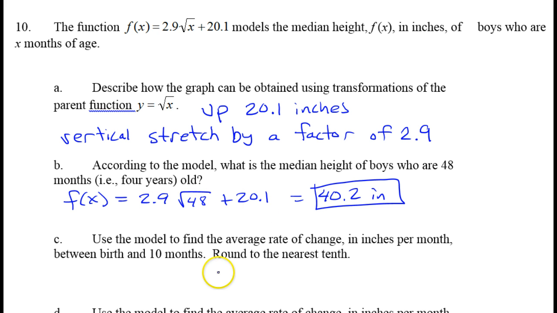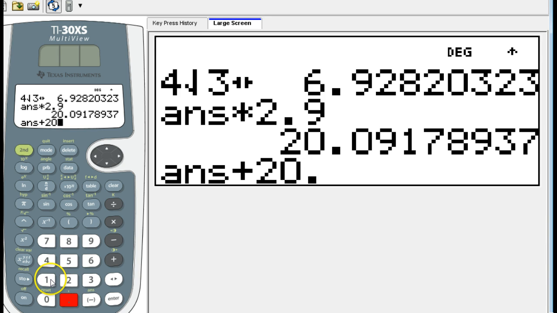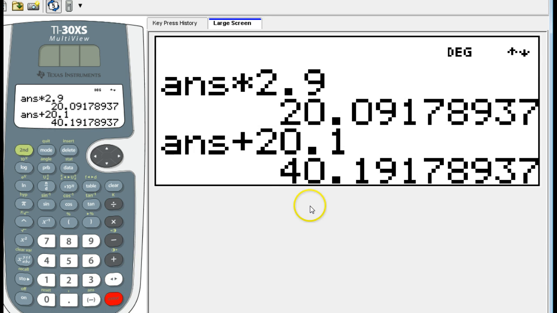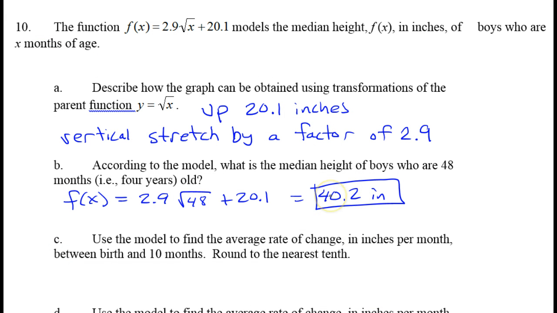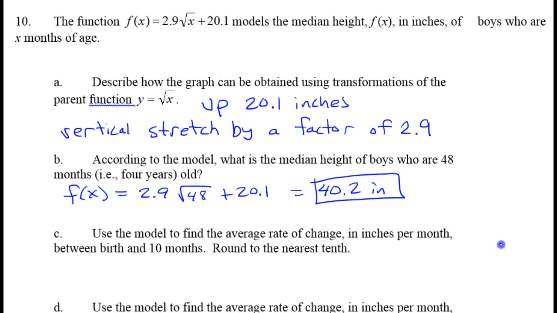Now I'm going to add 20.1. So I'm going to go plus 20.1. And as you can see, I get the exact same thing I got before, 40.19 blah blah blah, or 40.2. So you could do this with the basic calculator that you would be allowed to use on a test or quiz, even when we don't have our precious TI-30XS MultiView. Let's see, can we answer the next question without touching the TI-30?